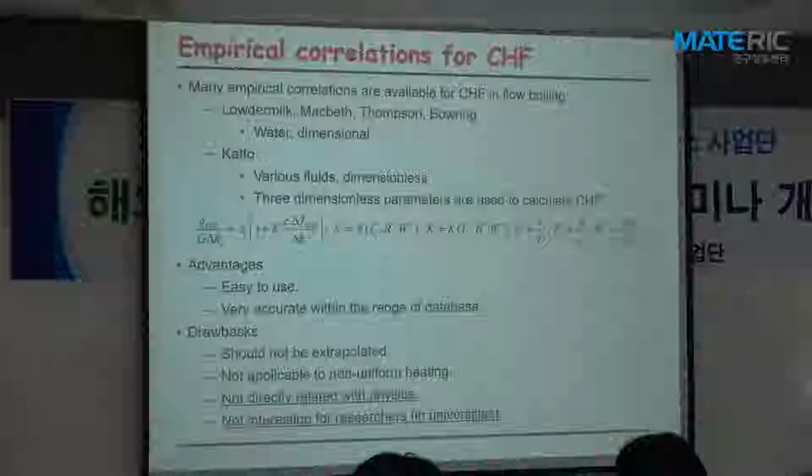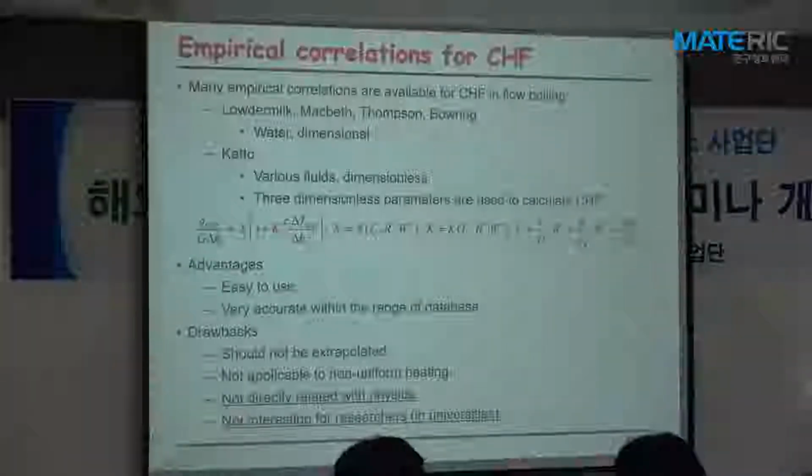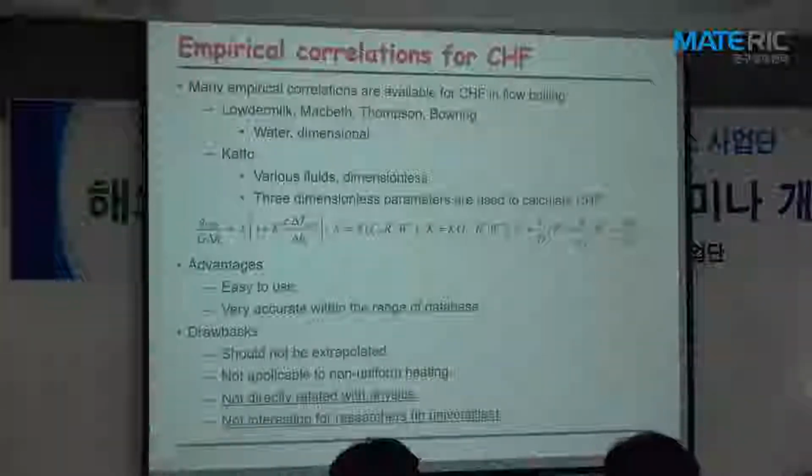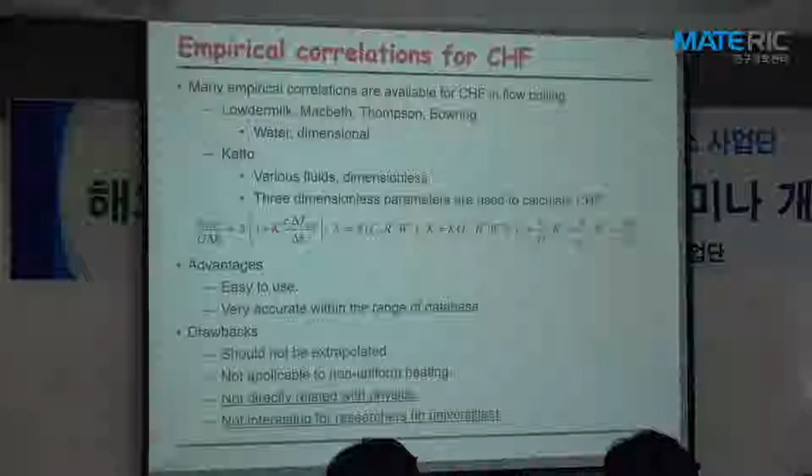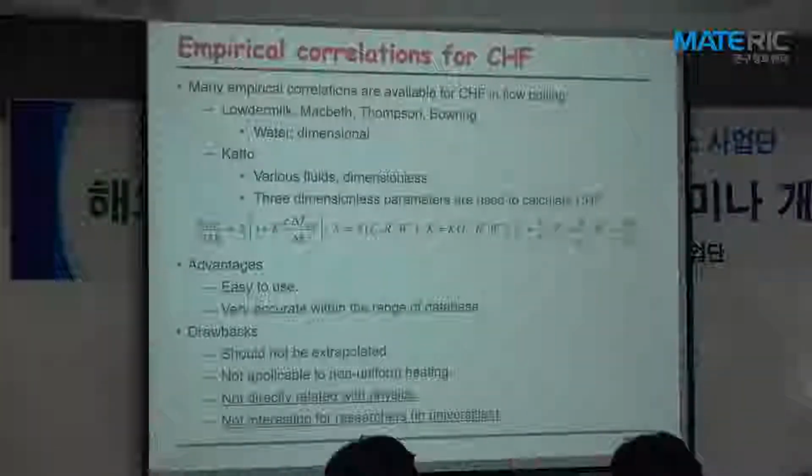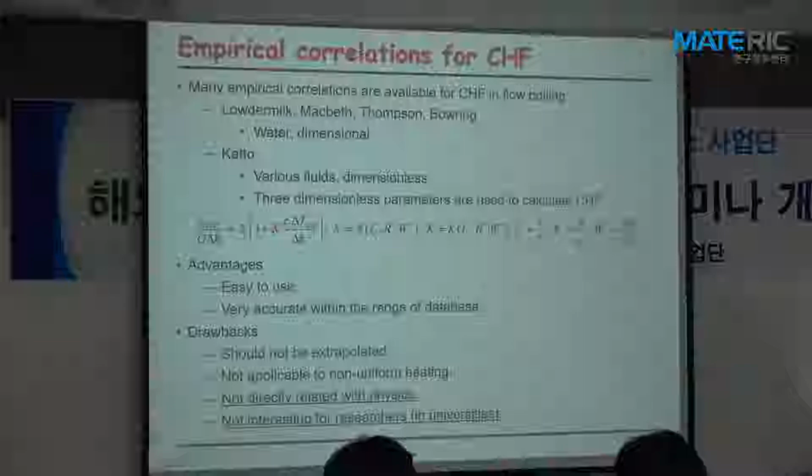And for university professors, a drawback is that this is not directly related to physics. A professor is usually happy if a correlation is developed, why? Because the next step of the research is not finished, so we can get a salary. Yeah, that's it. Okay.